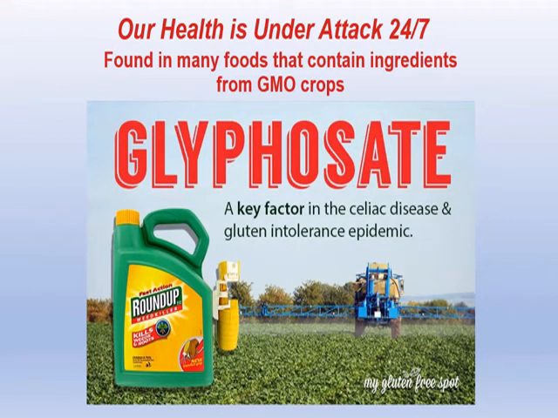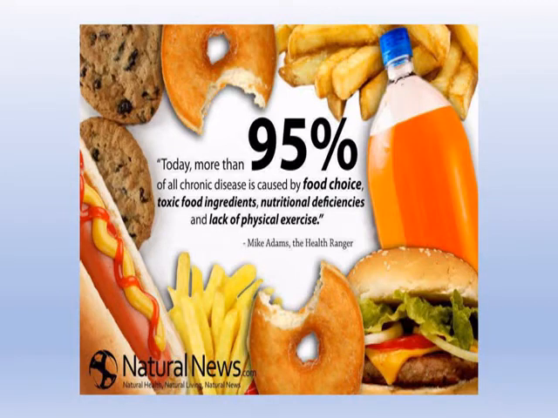One of the big culprits is glyphosate, which is found in Roundup, which is a weed killer, which is sprayed over crops after the crop has been made GMO. The crop is now resistant to the glyphosate, so therefore they can spray Roundup to kill the weeds. Some people claim that 95% of all chronic disease is caused by food choice, toxic food ingredients, nutritional deficiencies, and lack of physical exercise.